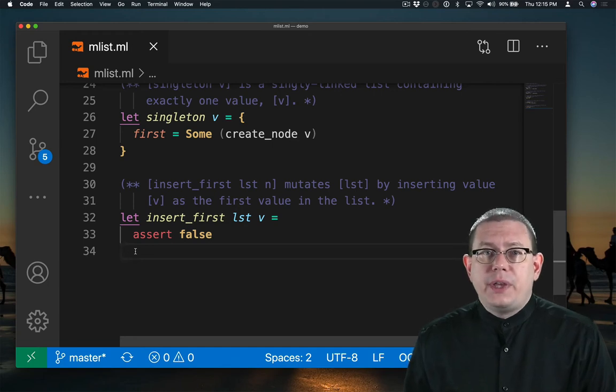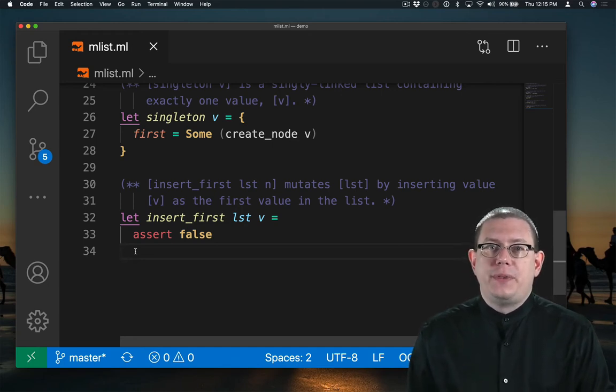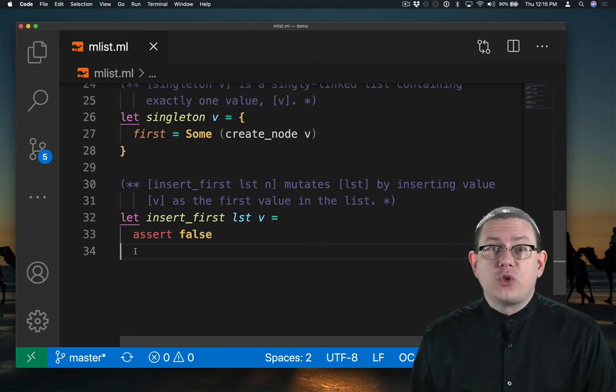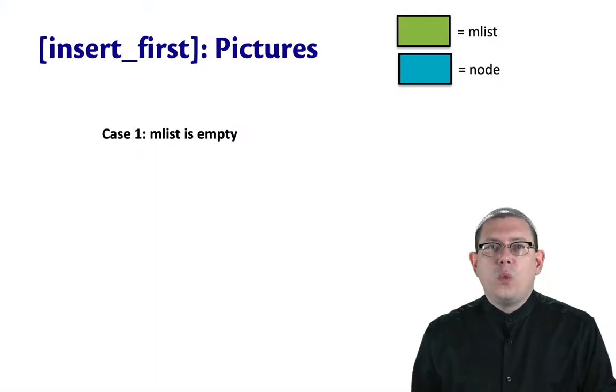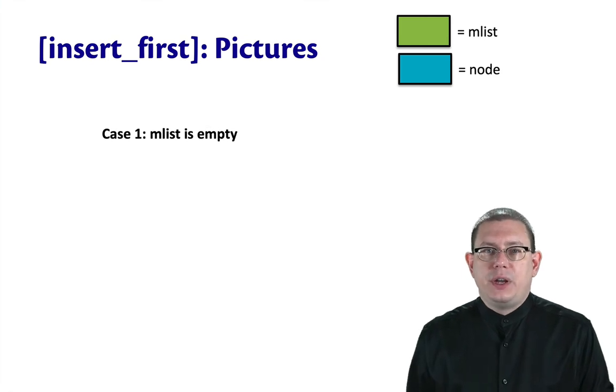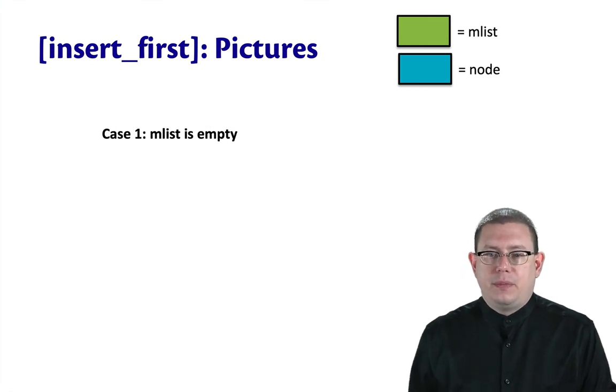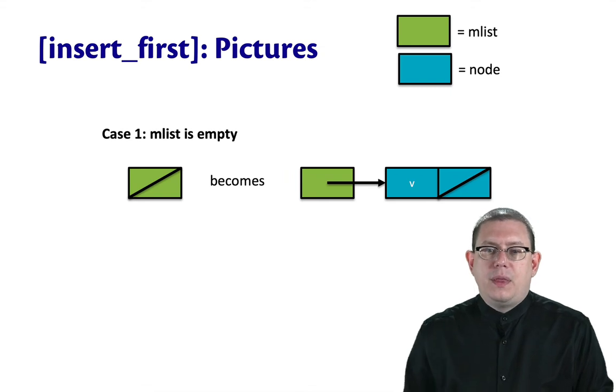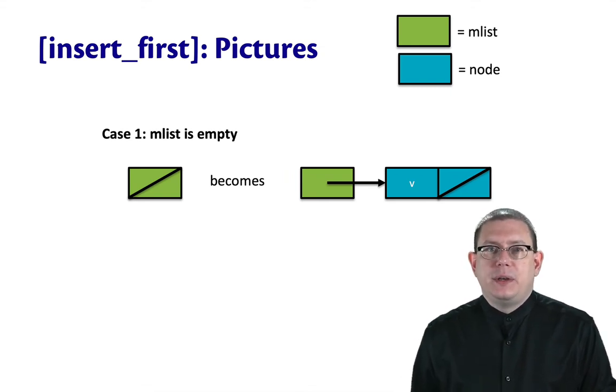I find that what's really helpful is if I draw pictures to help me think about implementing data structures that have pointers. Let's draw some pictures. What if the list I'm trying to insert into is empty? Then I'm going to have an mlist that doesn't have any first node in it. I need to change that so that the first field points to a new node. That new node needs to contain the value v that I'm inserting and be followed by nothing else.